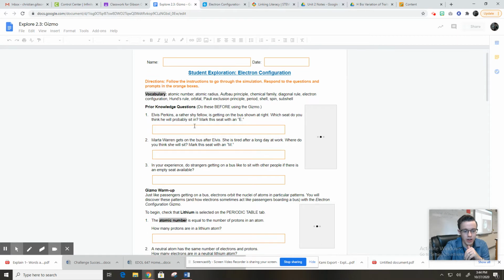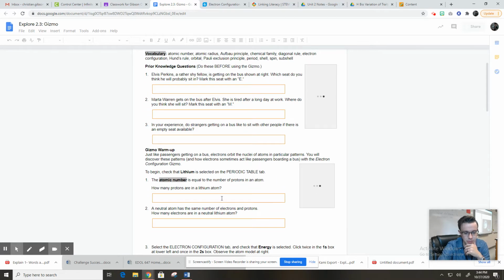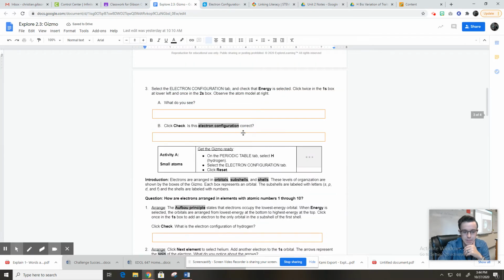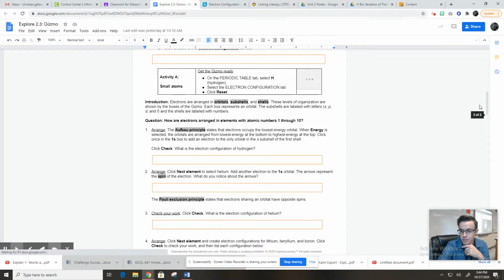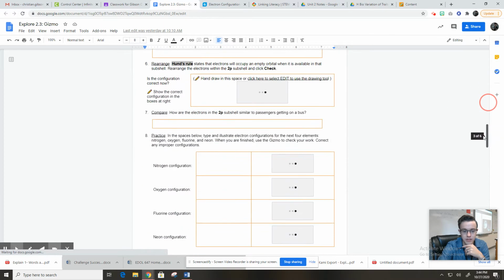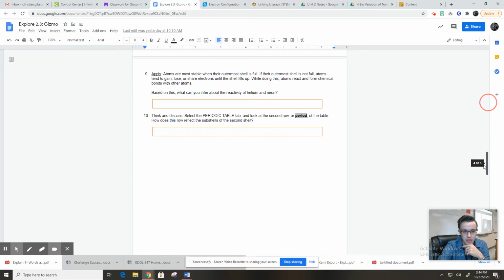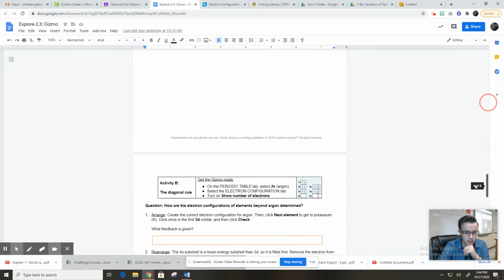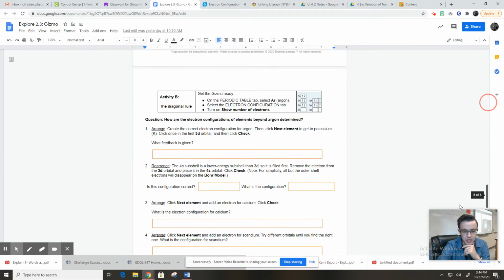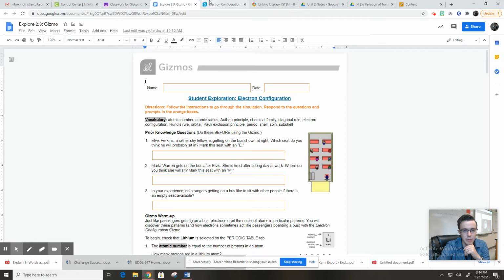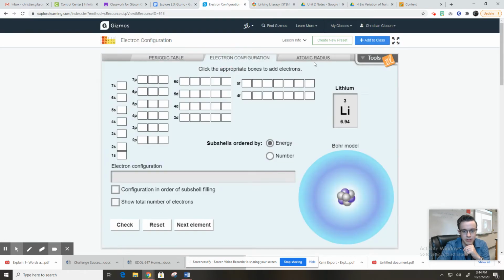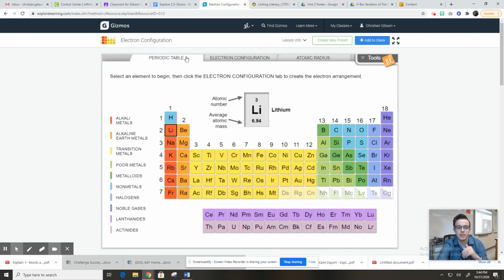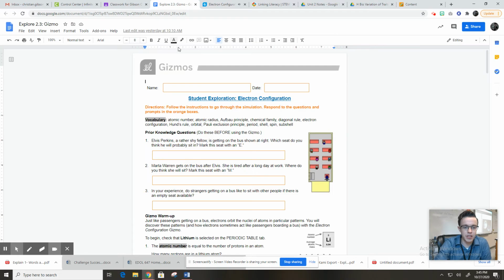Okay, so you're going to have these prior knowledge questions and then Gizmo warm-up questions just to get you used to what's going on with the Gizmo. And then you have activity A, and then you have activity B. Now there was an activity C, but I actually removed it because it wasn't really concerning this unit. So you've just got 2 activities to do today. And here's the Gizmo. You've got periodic table, electron configuration, and atomic radius, which was that third activity that I took off, so we're not going to be using it today. Okay, so let's just take a look at what's going on here.